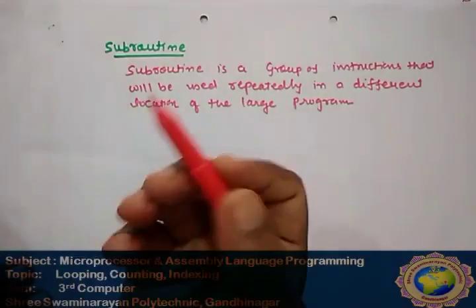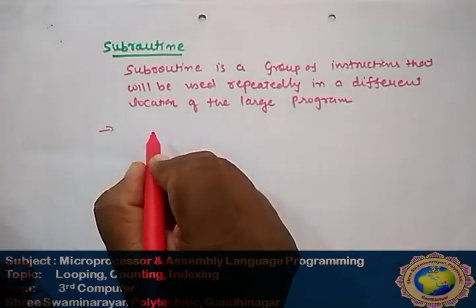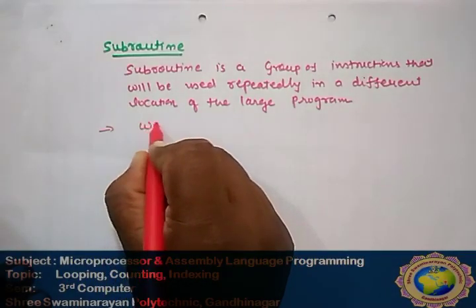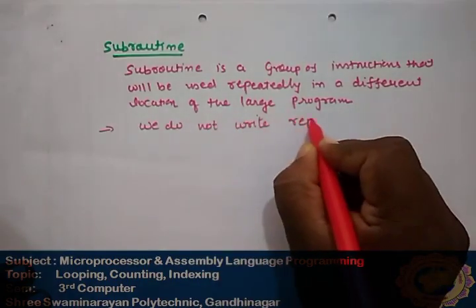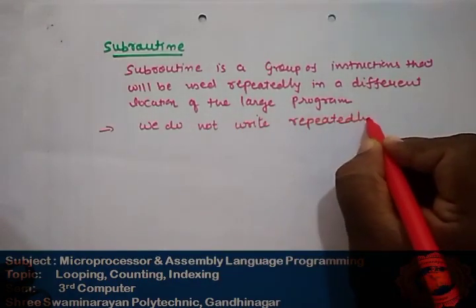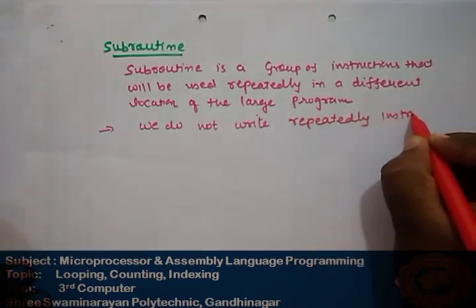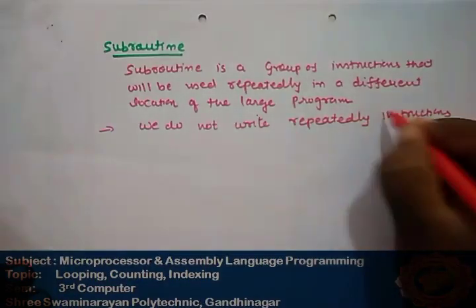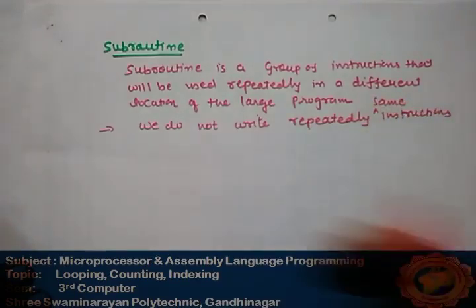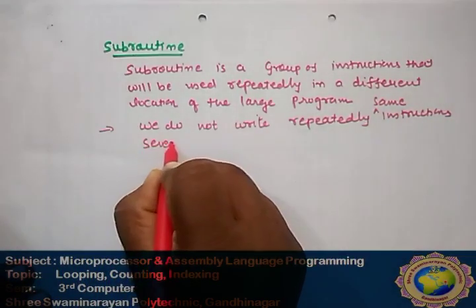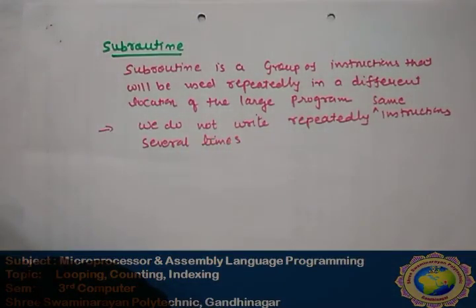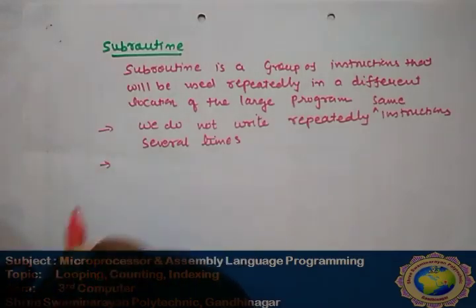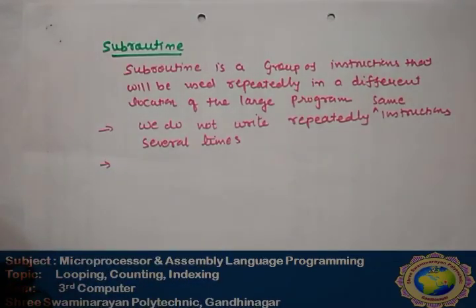Okay, why is the subroutine required? Because we do not write the same instruction several times. Okay, so this is known as a subroutine. When the main program calls the subroutine, the program execution is transferred to the subroutine.